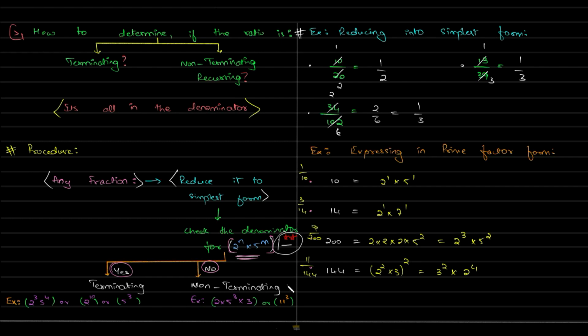This one is non-terminating recurring. This is definitely terminating, as we can see it is just made up of 2s and 5s. This is non-terminating because it's made up of 2, but also 7. This is non-terminating recurring. This is 2s and 5s purely, so this is terminating. Anything other than 2 or 5 is non-terminating. What if I get only 2s? Then also it's terminating. What if I get only 5s? Then also it's terminating.